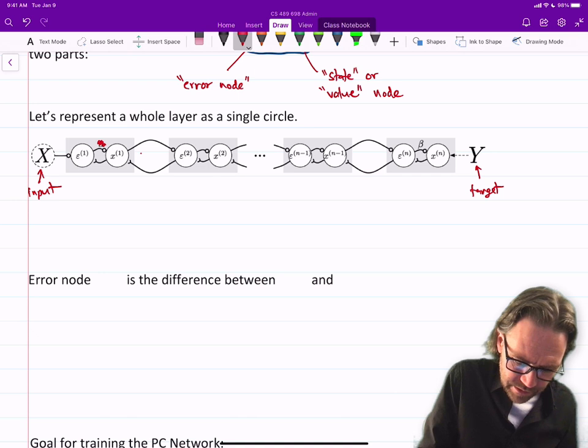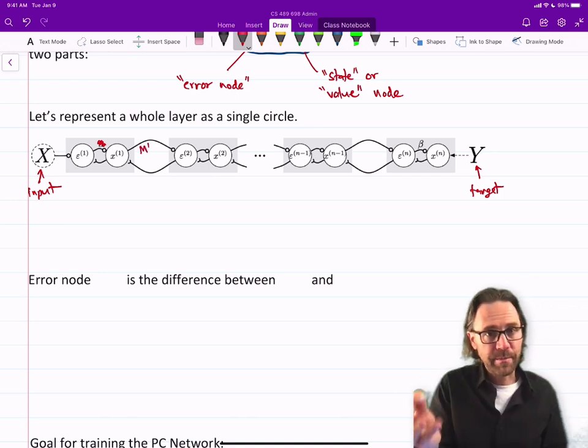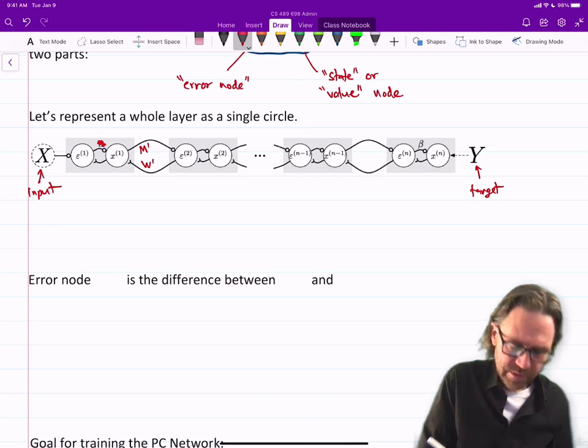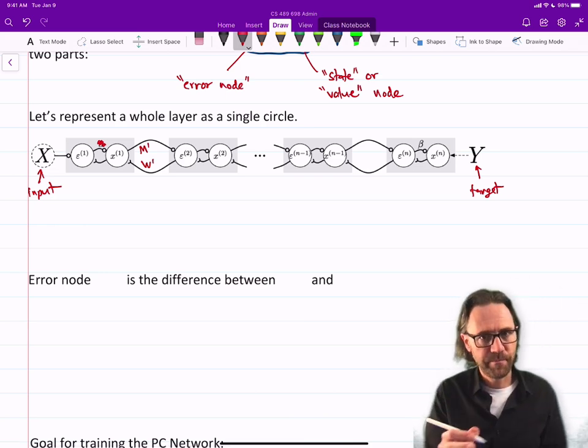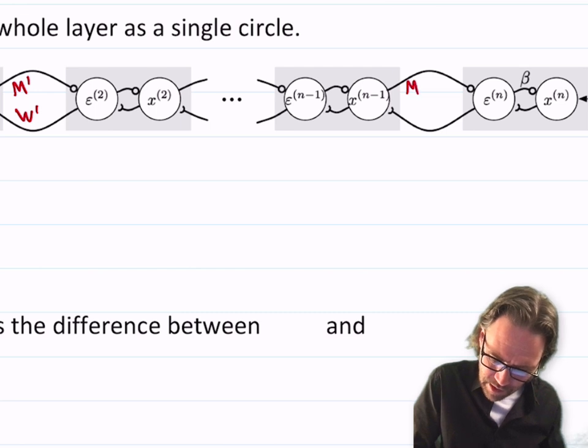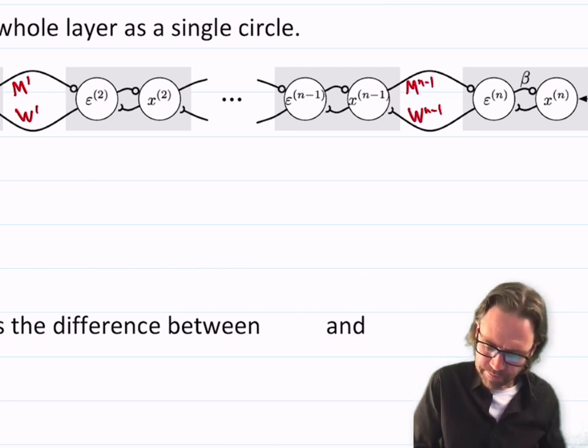Let's label these weights. This M1 is a weight matrix going up the network, and W1 is the weight matrix going down. And so I can label them all the way up here, M n minus 1. I'm not using the brackets in the superscript. It just gets too busy.